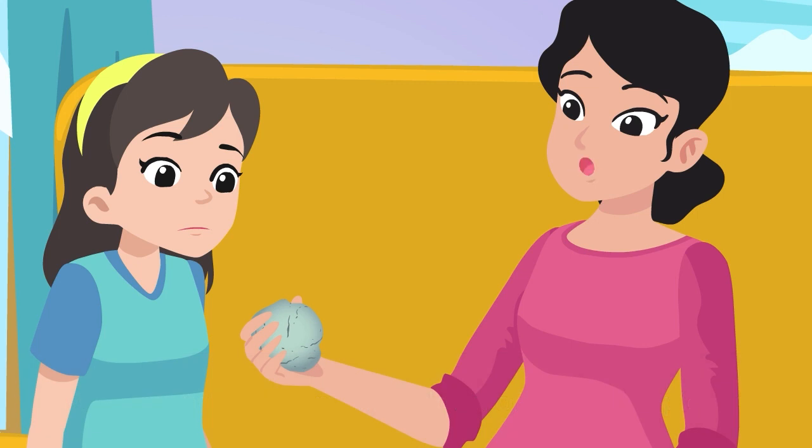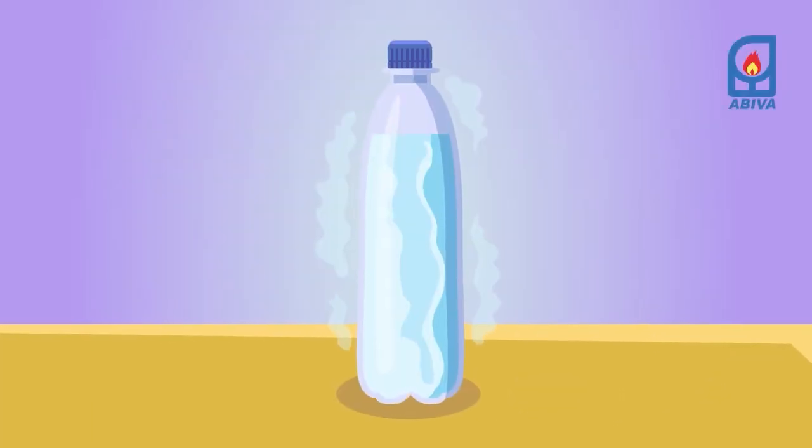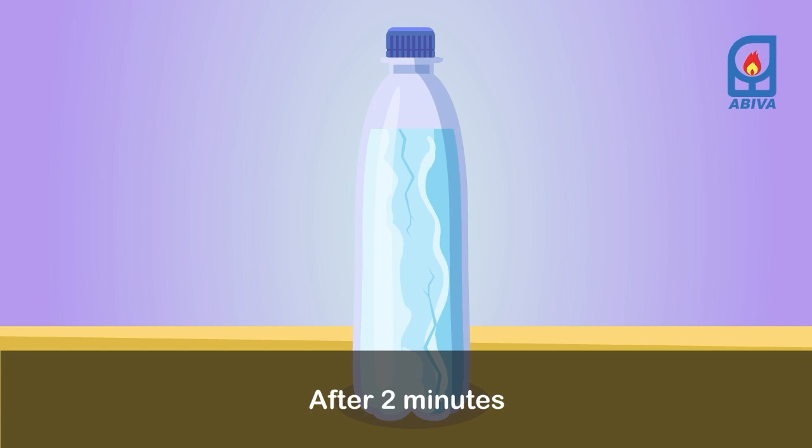Weathering happens within a long period of time. It can break big fragments of rocks into smaller pieces. Rocks undergo weathering for different reasons. Take a look at this bottle filled with frozen water. Let's leave it here for 2 minutes.